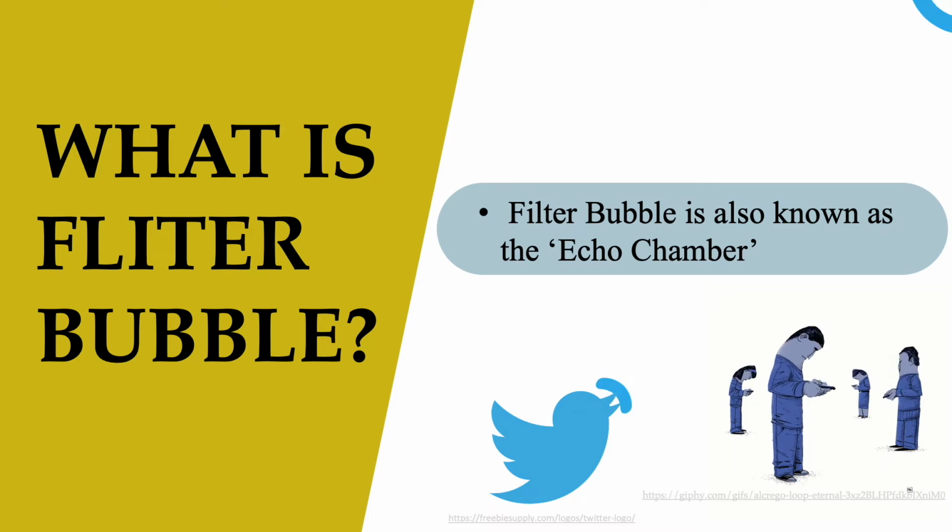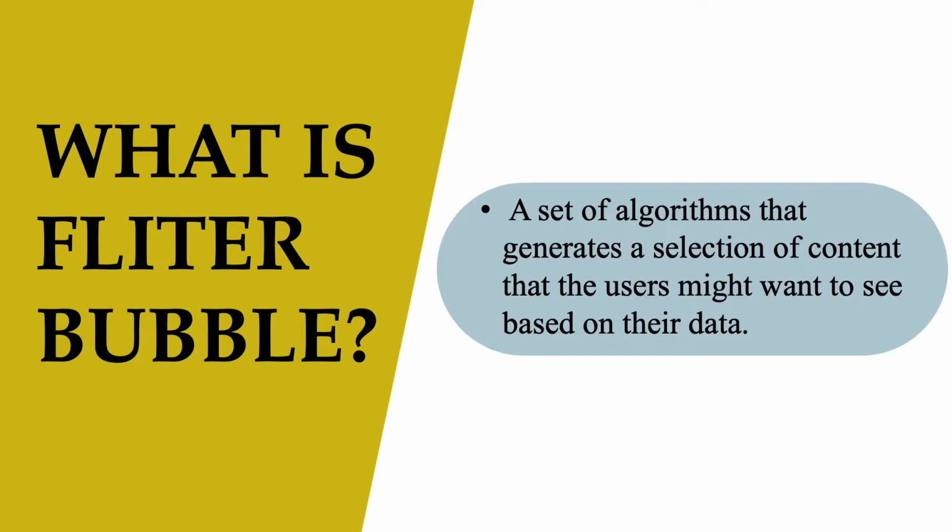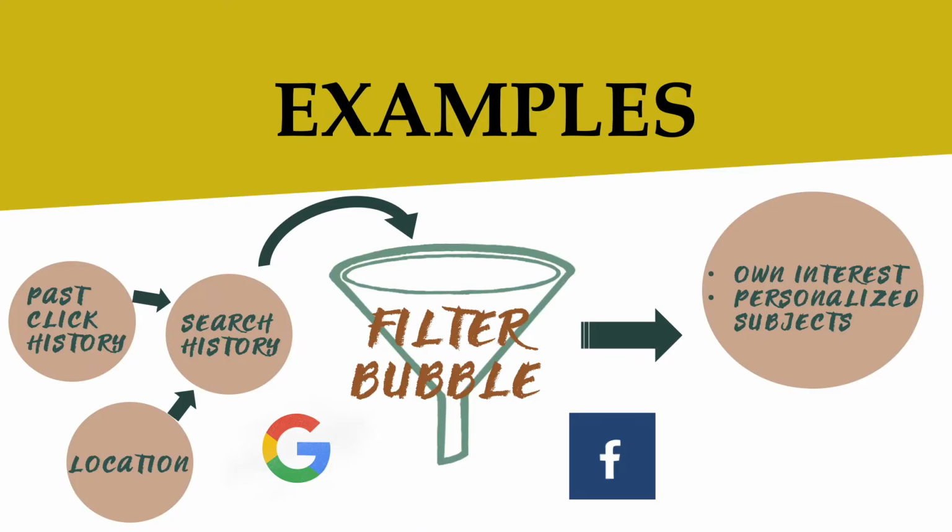What is a filter bubble? Filter bubble is also known as echo chamber. The term filter bubble was made by Eli Pariser in his TED Talk. A filter bubble is a set of algorithms that generate a selection of content that the user might want to see based on their data. So you might be asking, what are some examples of a filter bubble?